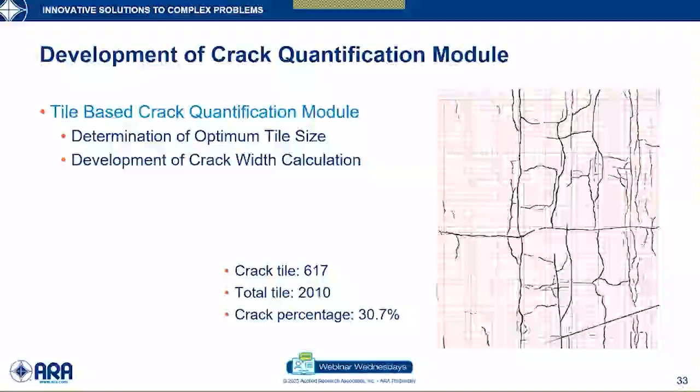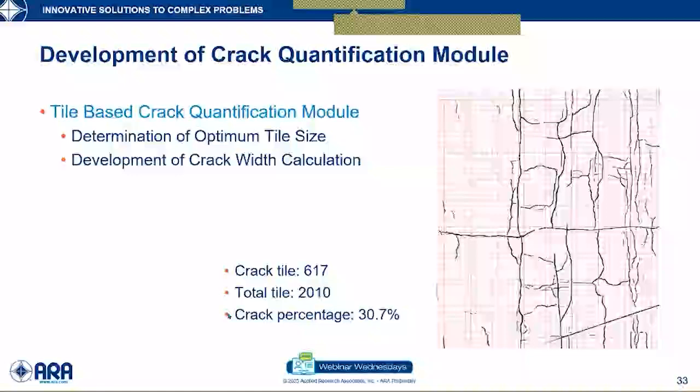For this module, there are two components: the determination of the optimum tile size and the development of the crack width calculation. And here is an example of the output of the crack quantification module. It provides the crack tiles, the crack percentage, and then the crack width at the end of the process.